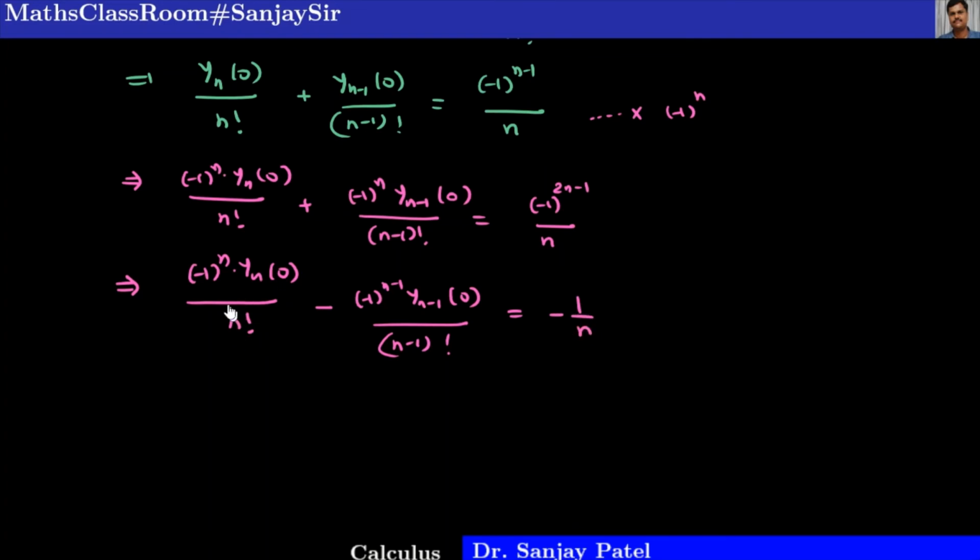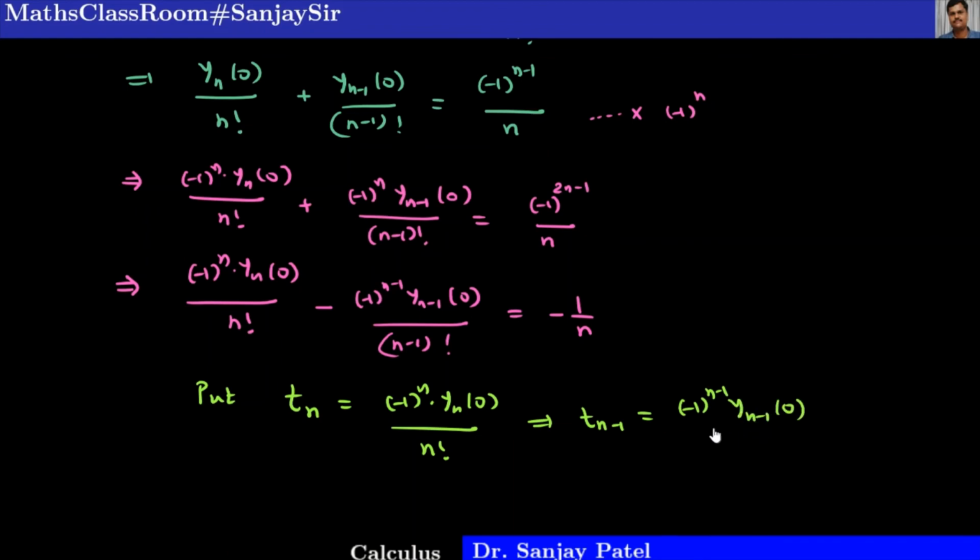Now this is symmetric. Here everywhere the number n is involved, here everywhere the number n minus 1 is involved, and both are similar terms. So let us put Tn equal to minus 1 raised to n into yn(0) upon n factorial. So this implies T(n minus 1) is equal to minus 1 raised to n minus 1 into y(n minus 1)(0) upon (n minus 1) factorial.